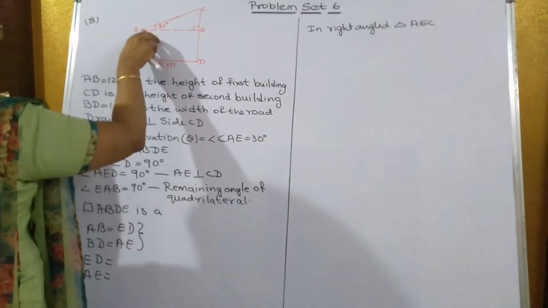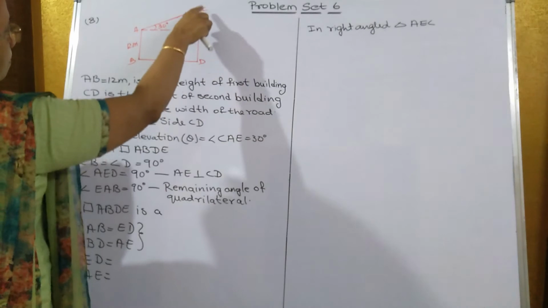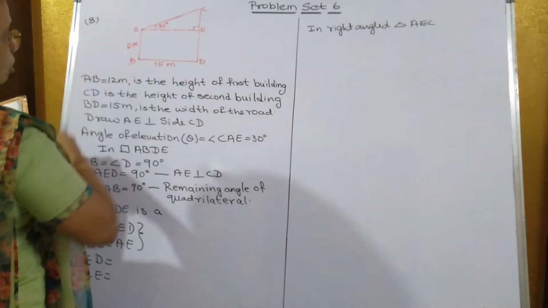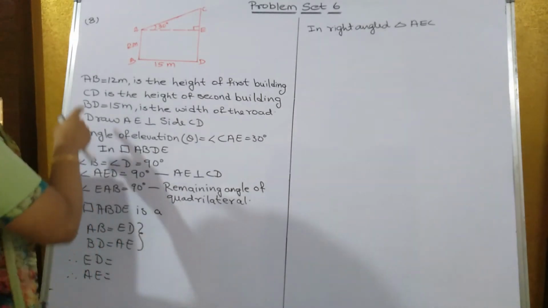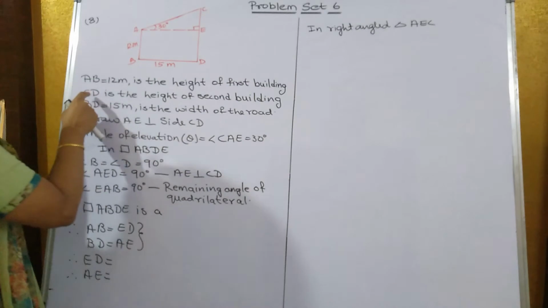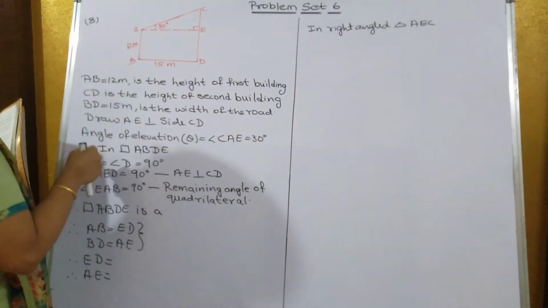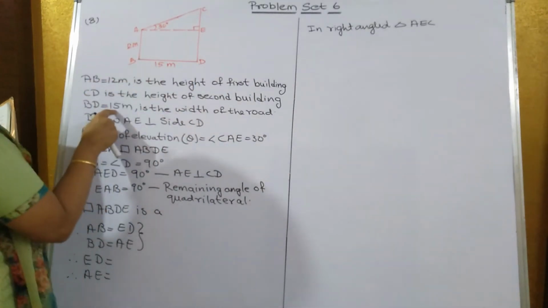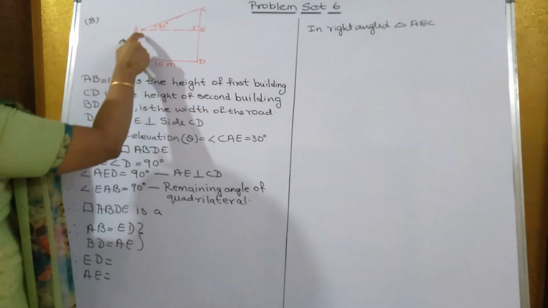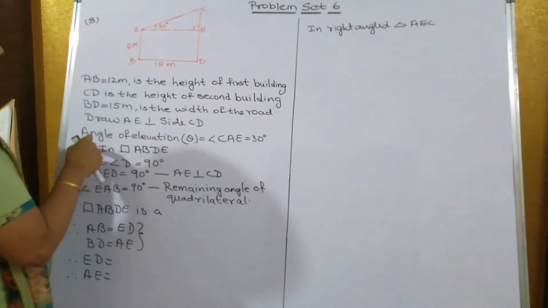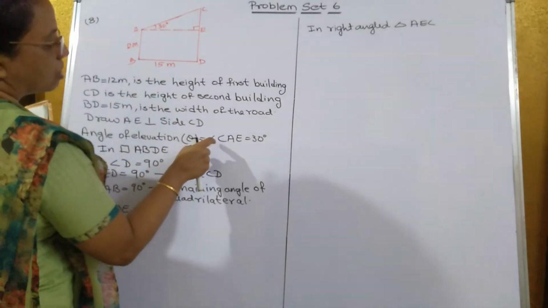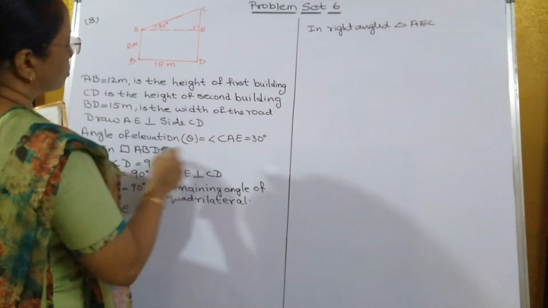30 degree. Now let us draw AE which is perpendicular to CD. So angle CAE is equal to 30 degree. So AB is equal to 12 meter, the height of the first building. CD is the height of the second building. BD is equal to 15 meter, the width of the road. We have to draw AE perpendicular to CD. Angle of elevation, that is this. Angle of elevation theta is equal to angle CAE is equal to 30 degree.